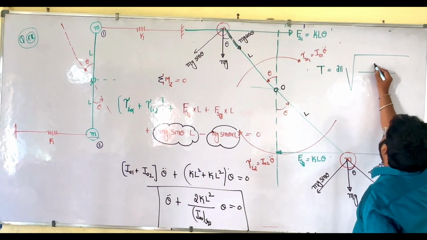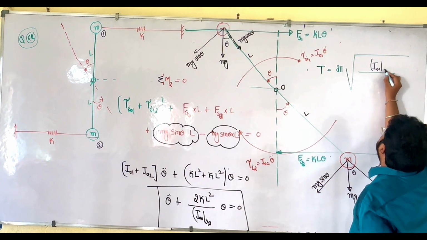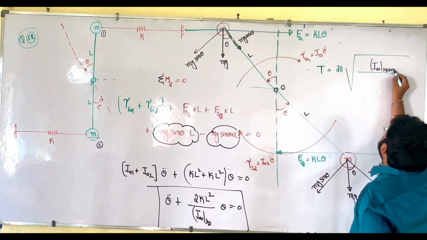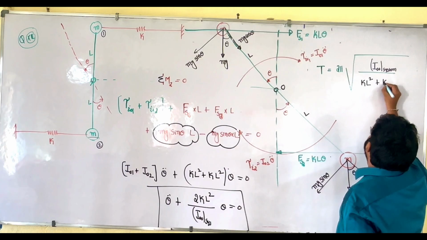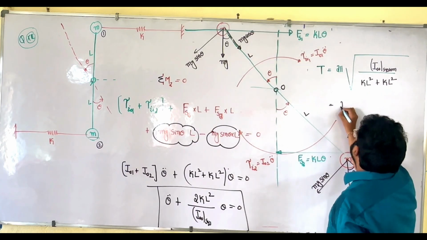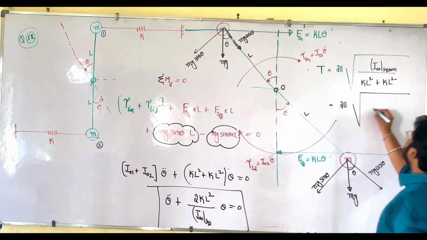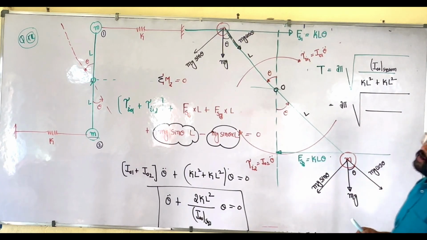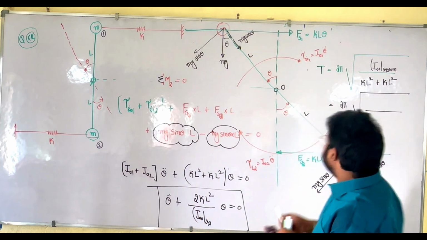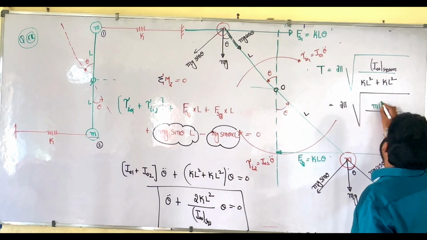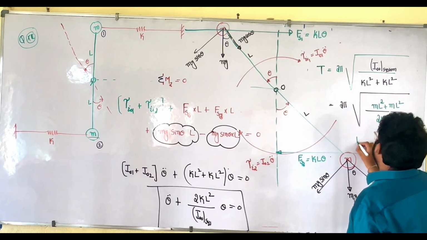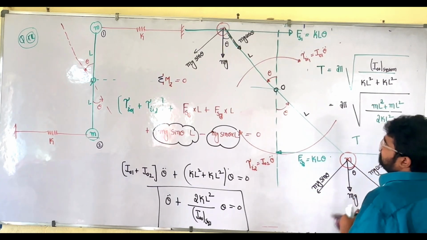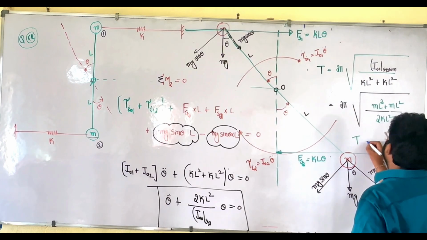Numerator, what will come? I_OO of the entire system, divided by K times L square plus K times L square. 2 pi square root of. What is I_OO of the system? Two masses only. M L square plus M L square, divided by 2K L square.